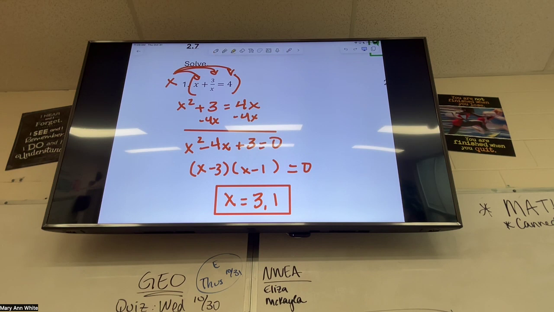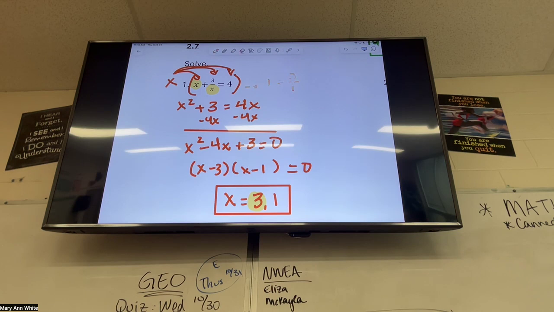Would both 3 and 1 work here? If I plugged 3 in for my x, that would give us 3 plus 3 over 3. What is 3 over 3? 1. What's 3 plus 1? 4. Does that work? Perfect. What if I plugged 1 in? 1 plus 3 over 1. That would also work. Okay.